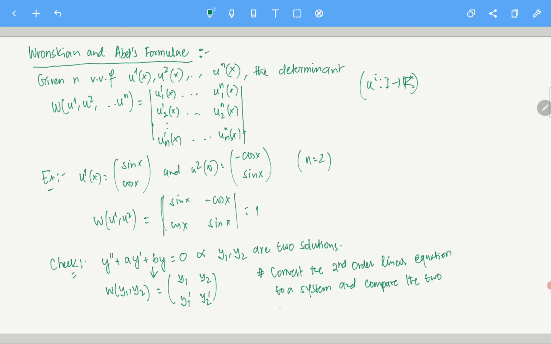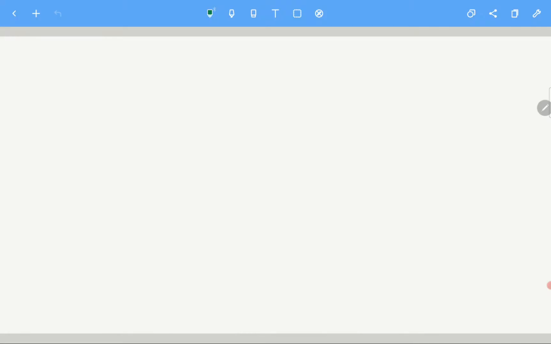I hope you understand that they are going to be the same type of thing. For any system, the Wronskian is given like the earlier one, and for any second order equation, the Wronskian of two solutions looks like that. I want you to compare those two Wronskians and see that if you convert a second order linear equation into a system, then essentially it is the same thing. Clear? Okay. So that's your Wronskian. Now, what is so special about the Wronskian? That is what we want to see. For that, we are going to write down a small theorem.